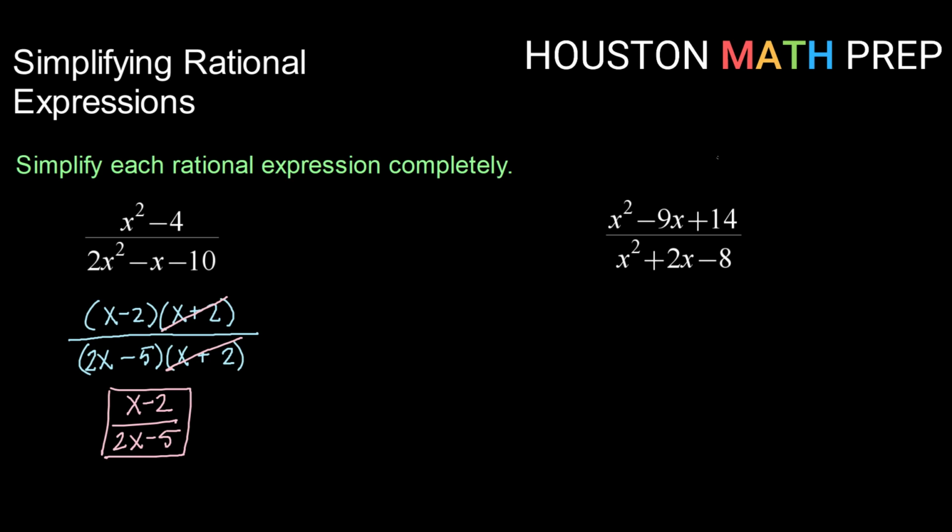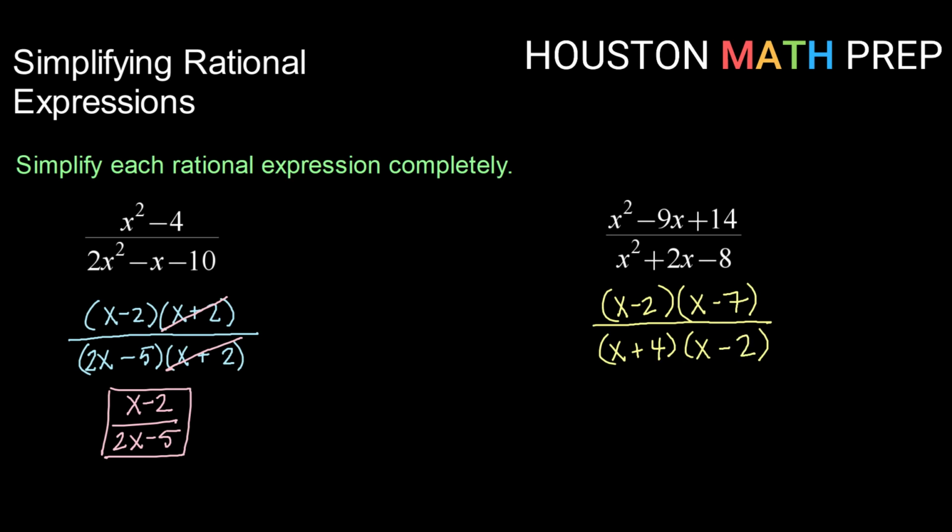All right, let's look at another example. Doing the same thing over here, the first thing we need to do is factor our numerator and our denominator. See if there's anything repeated that we can cancel out. So looking for numbers that multiply to give 14 but add to give -9, I have x minus 2 and x minus 7. In the second one, looking for numbers that multiply to give -8 but add to give +2, I have +4 and -2.